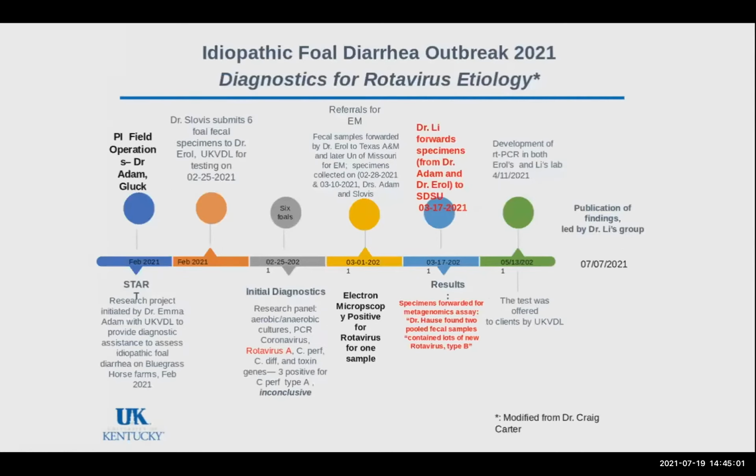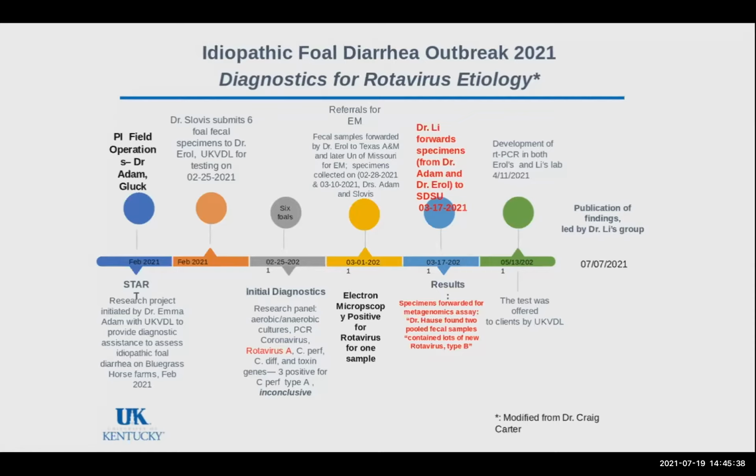This is the timetable for the idiopathic foal diarrhea outbreak in 2021 and the diagnostic efforts for rotavirus etiology. This figure has been modified from Dr. Craig Carter, and I appreciate him putting this all together. Everything started when Dr. Adam approached us that there is a problem in the industry, a diarrhea problem. I think there was also another problem, a liver problem, at the same time. So I really appreciate your effort in initiating this project altogether.